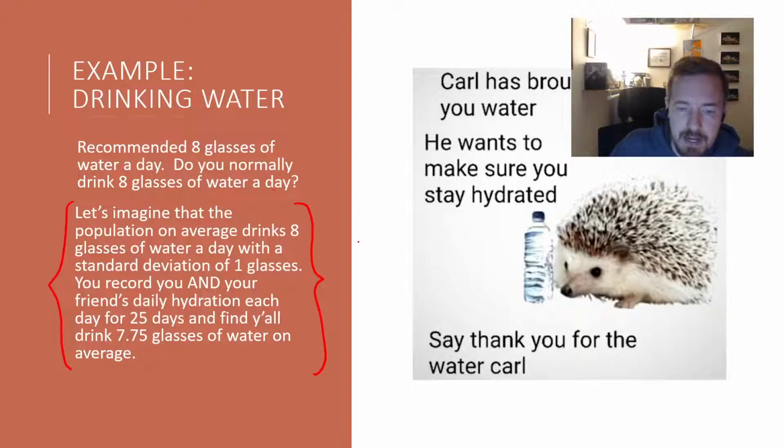So if I'm writing that out, I'm going to put mu is going to be equal to 8, the standard deviation is going to be equal to 1, and my x bar, so my mean, is going to be 7.75. So those are the three important things.